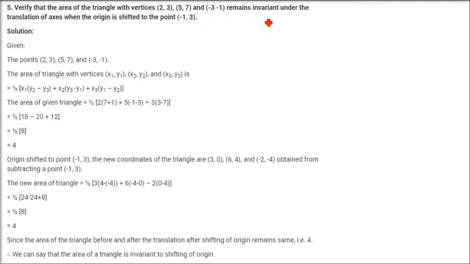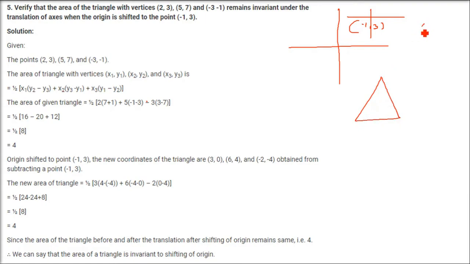Verify that the area of the triangle with vertices (2, 3), (5, 7) and (-3, -1) remains invariant under the translation of axes when the origin is shifted to the point (-1, 3). So there was the original coordinate axis. Now you shifted this coordinate axis to (-1, 3). So there was a triangle.